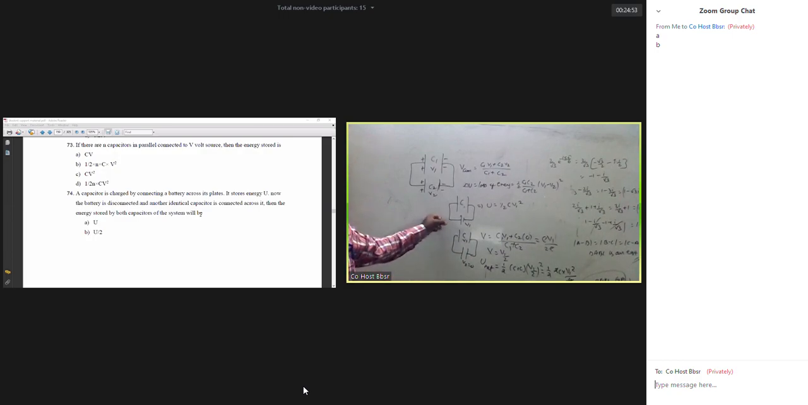This concept is important for entrance exams. Common potential formula, but the total charge in the system remains constant.